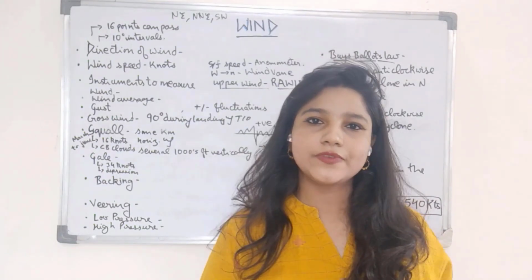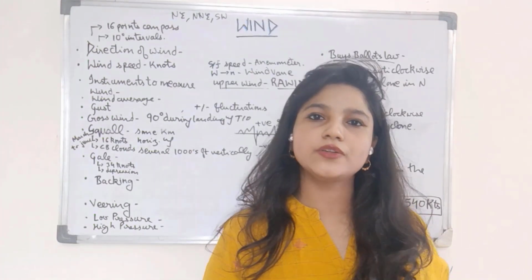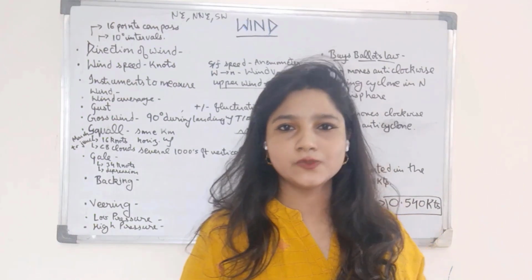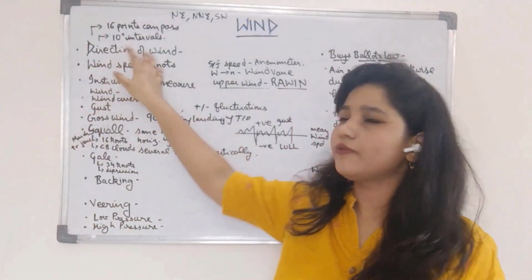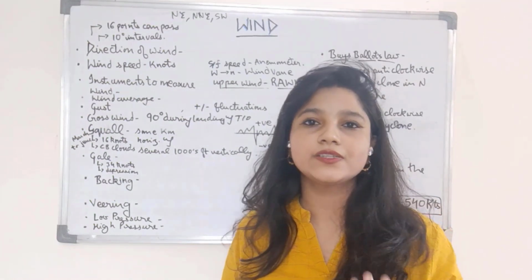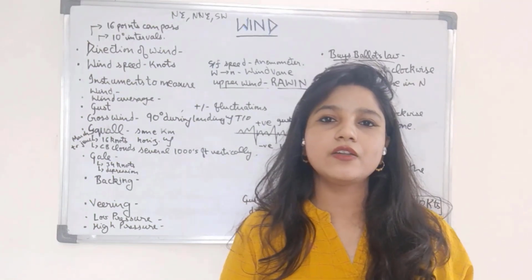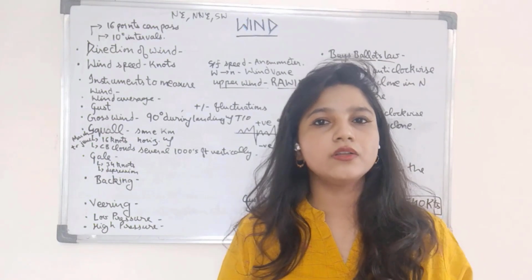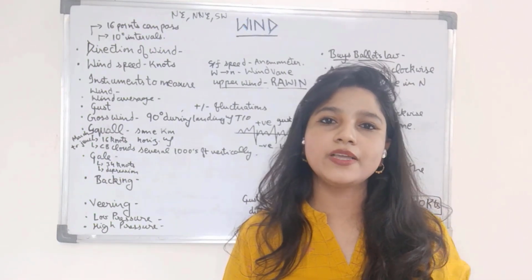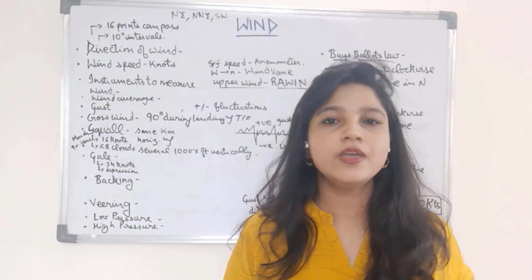In our atmosphere, air moves both horizontally and vertically. The horizontal movement of air is called wind. The direction of wind is the direction from where the wind is coming or blowing. Southerly wind blows from south to north. Northerly moves from north to south. Easterly from east to west, and westerly from west to east.